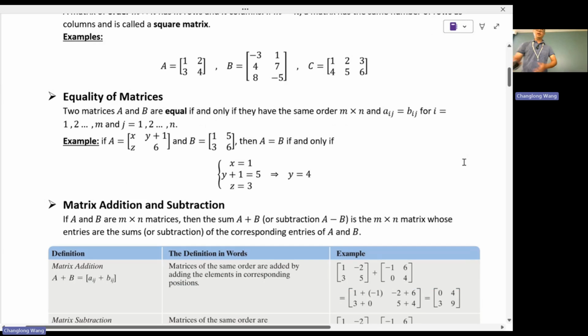Now, the second bullet point is kind of silly, maybe, if you think hard about what they are trying to tell you. It's the equality of matrices. It's like, how do you know that two matrices are the same?